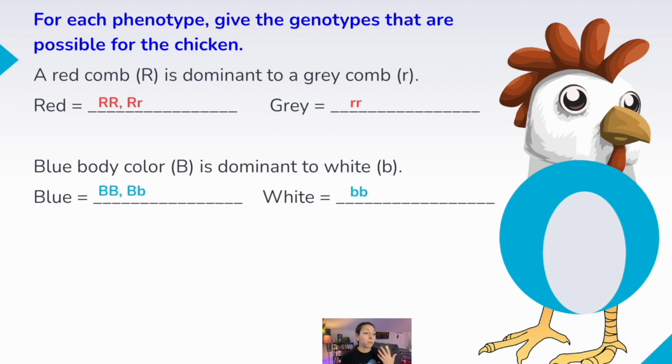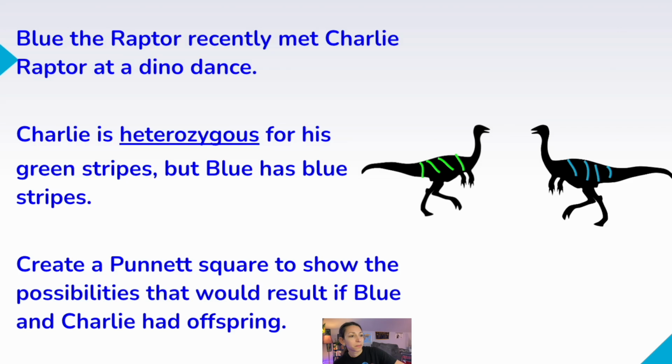So a red comb could be big R, or big R, little r. We could get both of those phenotypes from those 2 genotypes. And then to get the gray comb, we need little r. And then blue body color could come from big B, or big B, little b, and white body color could come from little b. All right, let's put it all together with some Punnett squares.